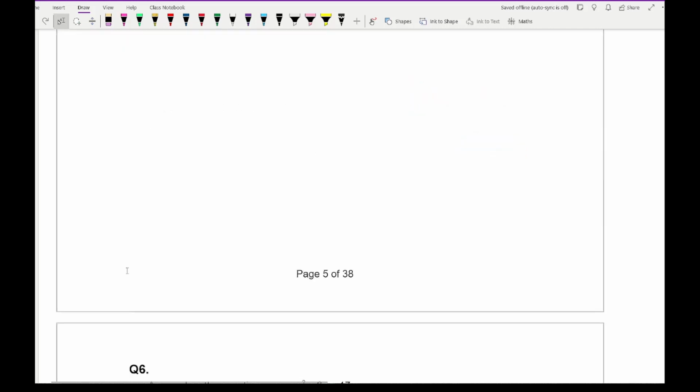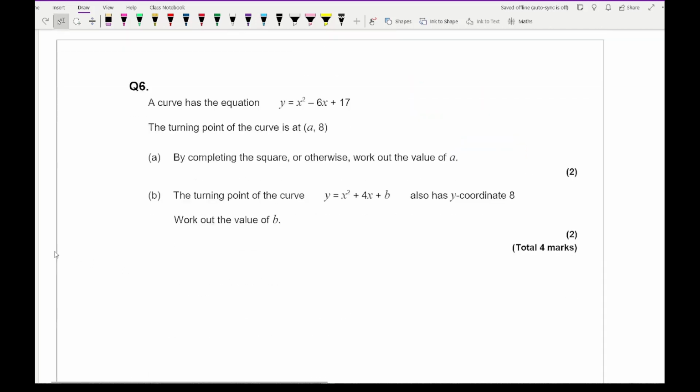Then moving on to question 6, it says that a curve has the equation of y equals x squared minus 6x plus 17. A turning point of the curve is at (a, 8). By completing the square or otherwise, work out the value of a. So for this, what we've got to do is use completing the square for y equals x squared minus 6x plus 17. So y equals, and I set up my format of completing the square.